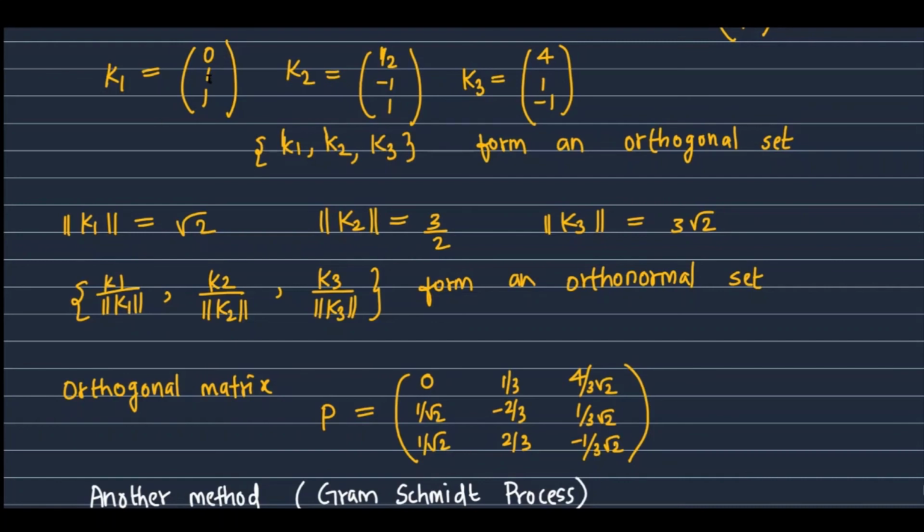So k1 is 0, 1, 1 divided by root 2. So we have 0, 1 by root 2, 1 by root 2. Next is k2 by norm k2. k2 is 1/2, minus 1, 1 divided by 3 by 2. So we will get 1 by 3, minus 2 by 3, 2 by 3. k3 is 4, minus 1, 4, 1, minus 1 divided by 3 by root 2, that is 3 root 2. So we'll get 4 by 3 root 2, 1 by 3 root 2, minus 1 by 3 root 2.